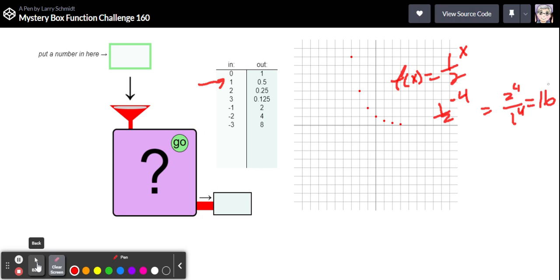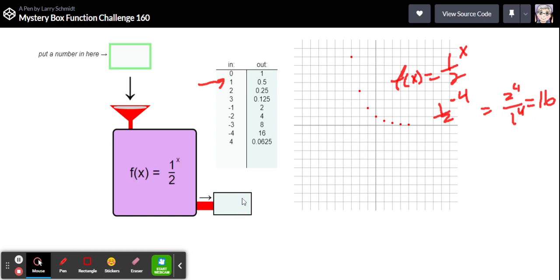So if that's right, if I put in a -4, we should get a 16. So let's put in a -4. We got a 16. And if I put in a +4, it should be 1/16. And that is the decimal for 1/16, 0.0625. So I think we've got 1/2 to the x power.